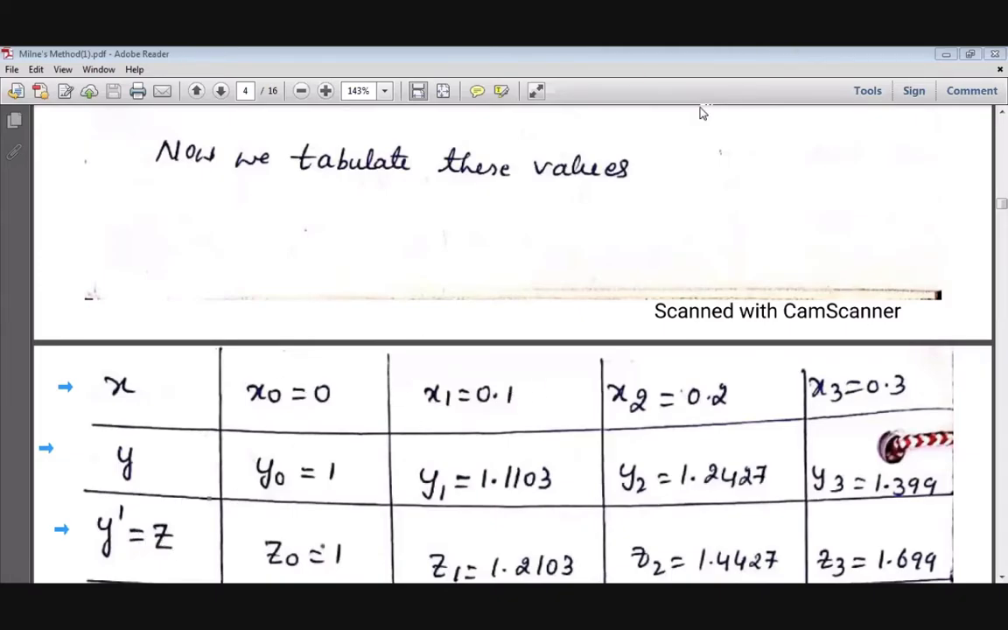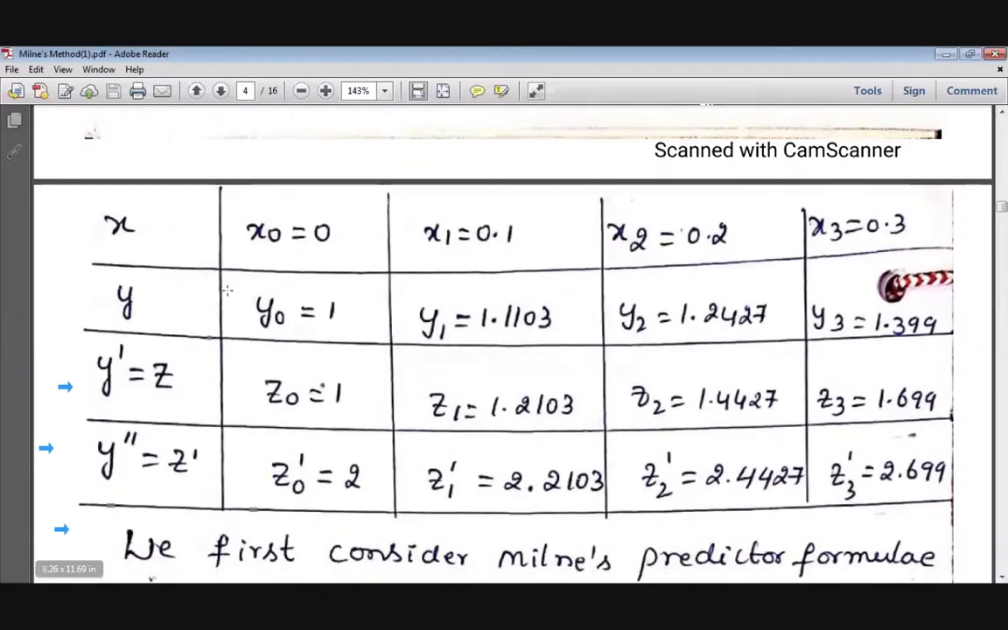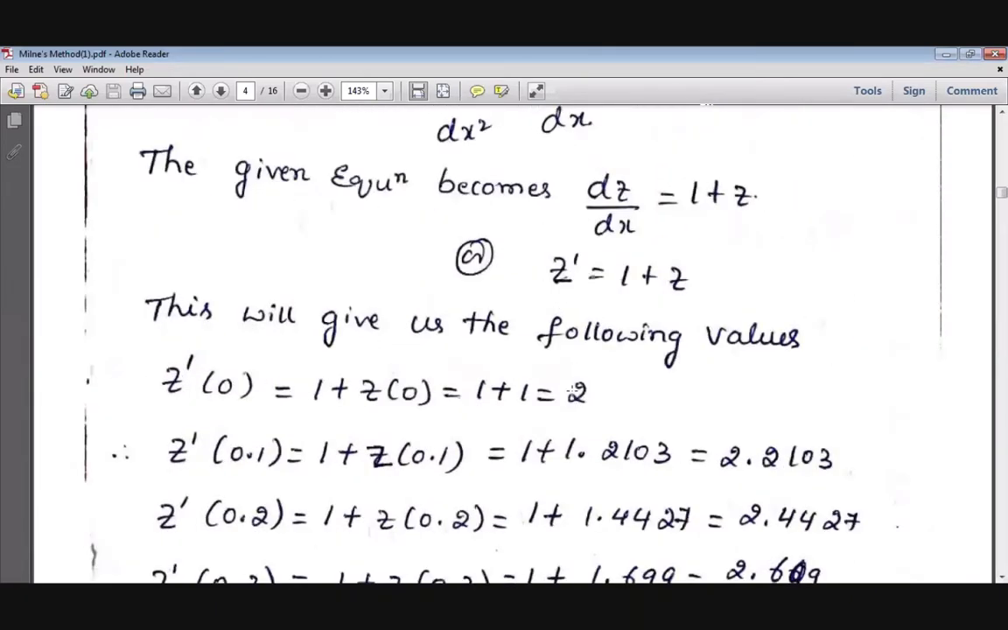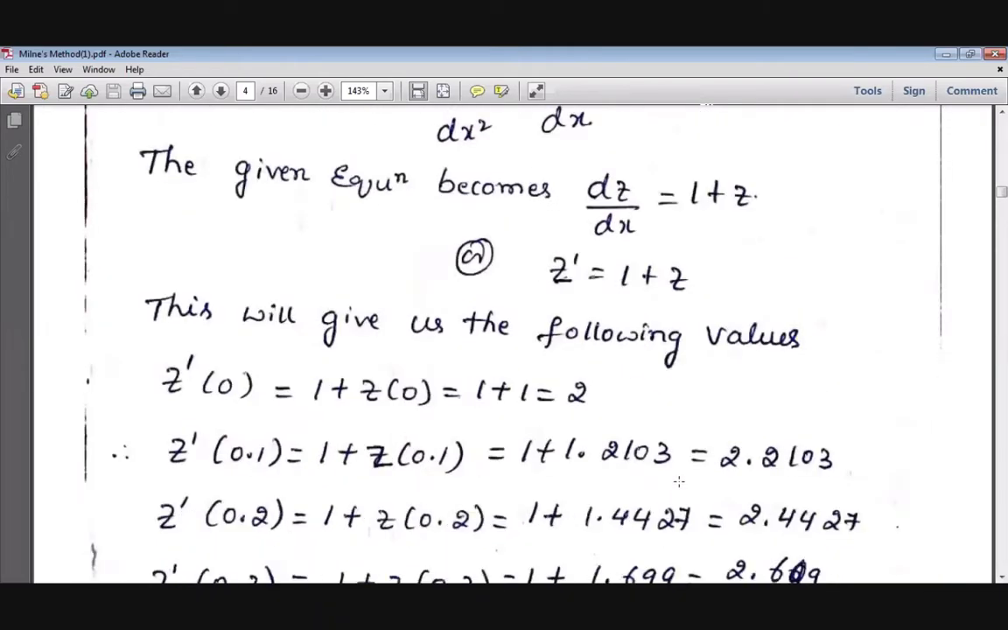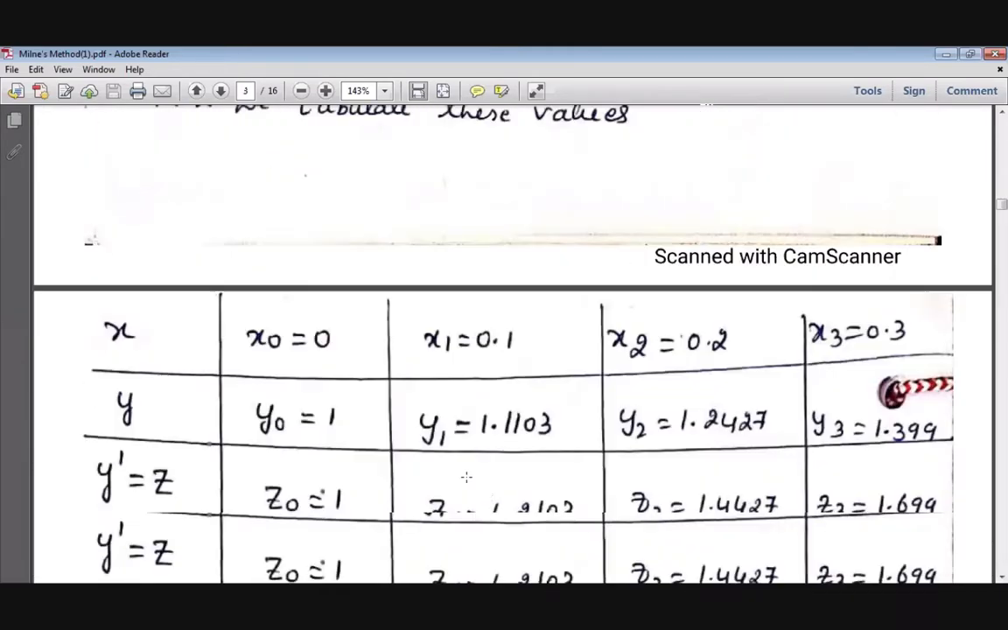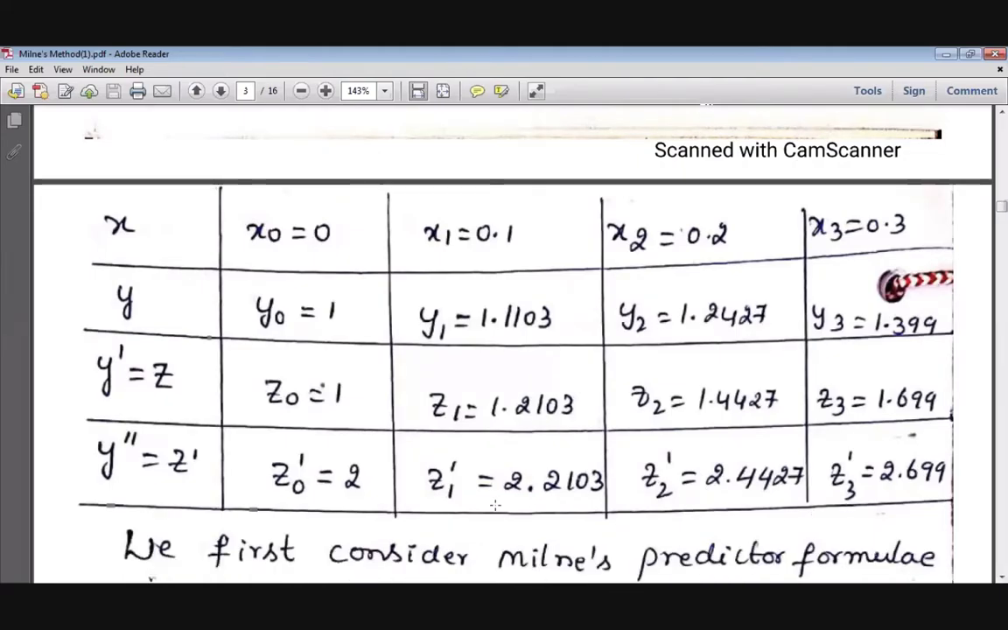Next, this one we need to find out. Which one? Y double dash, or z dash. Both will be same. Y double dash or z dash, both represent the same value. So z naught dash we calculated above. First one, 2 we got. That one you will write. Z1 dash similarly we calculated here, 2.2103 we got. So we'll write all these values.